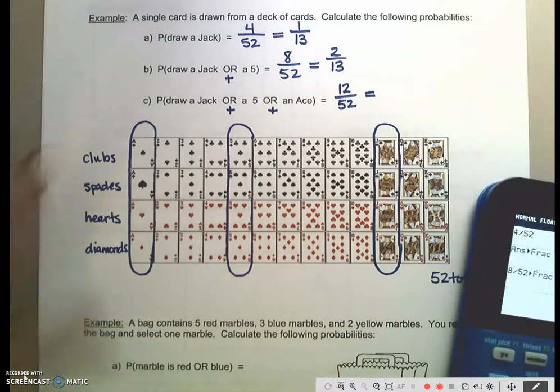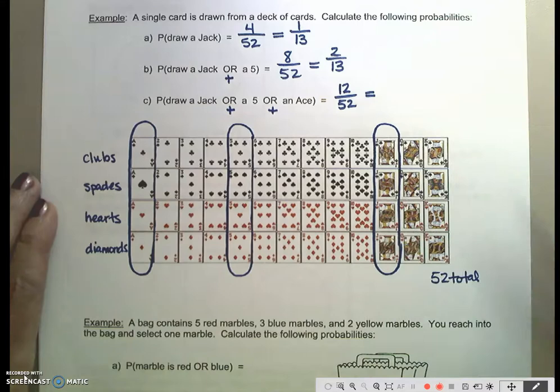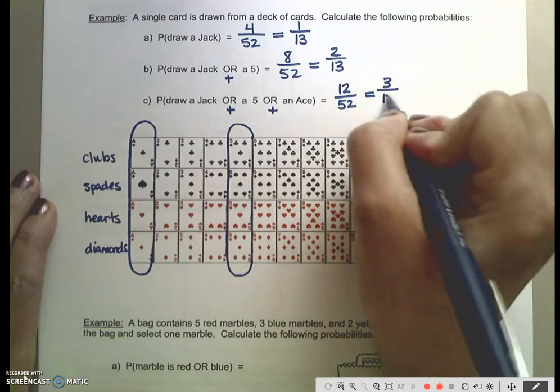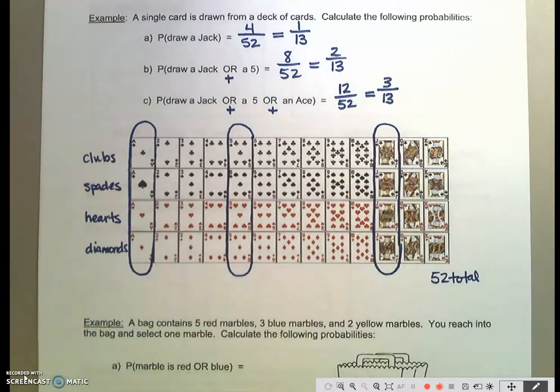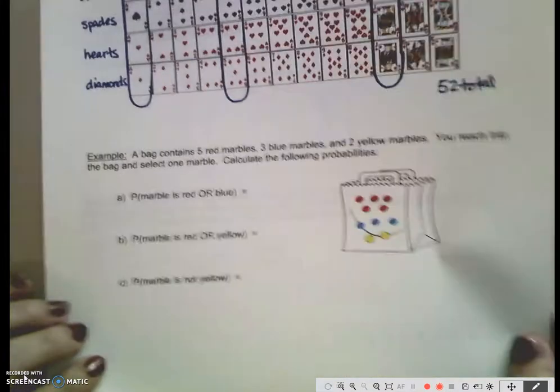So if you just would like to print out the picture of the deck of cards and then draw on it, I think that's going to be the easiest way to go about these. 3 out of 13. 3 out of every 13 cards is either an ace or a 5 or a jack. So it's real simple in the disjoint case. Let's try one more where they're disjoint.